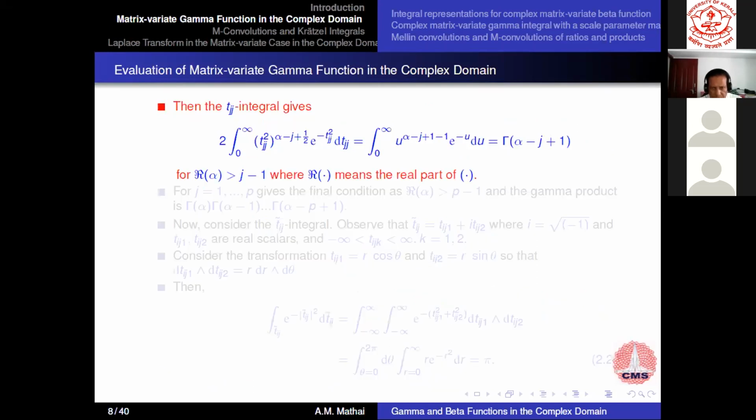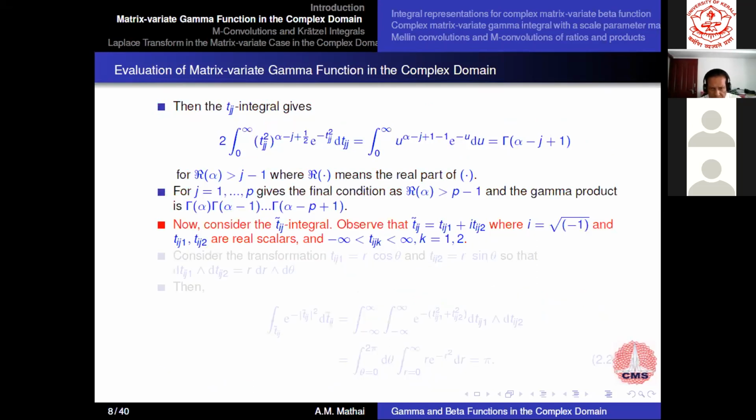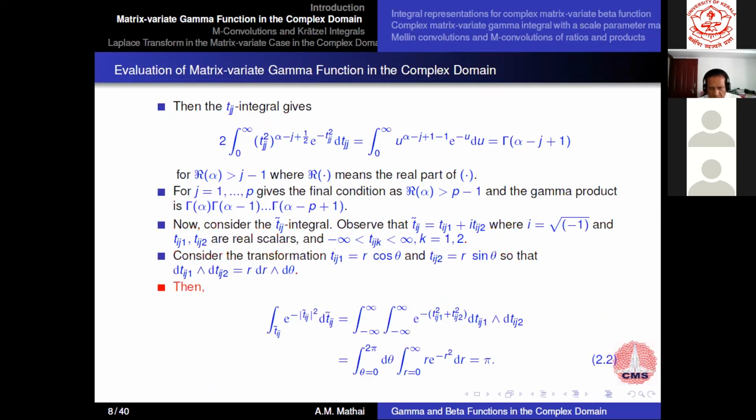Now, that exponential integral is of this form. tij is a scalar complex variable. That is a real part, and it is a complex part. So these are integrals from minus infinity to plus infinity, for k equal to 1 to 2. Then, of course, the differential element will be like that. And this integral, of course, is a standard integral; you can go to polar coordinates and evaluate, and that is pi.